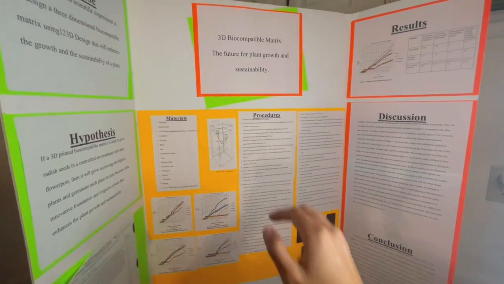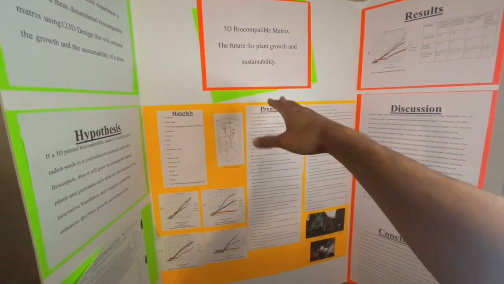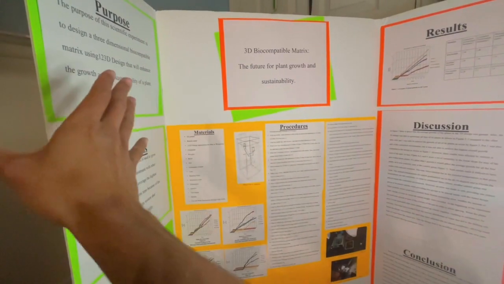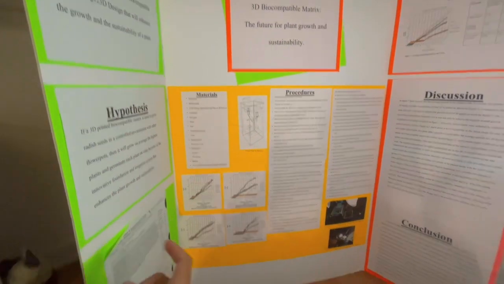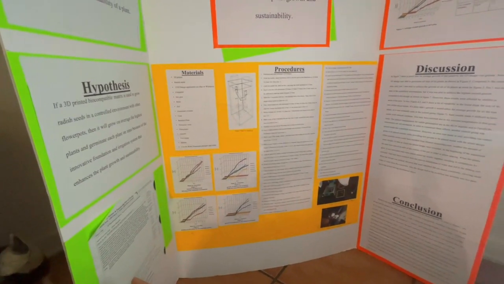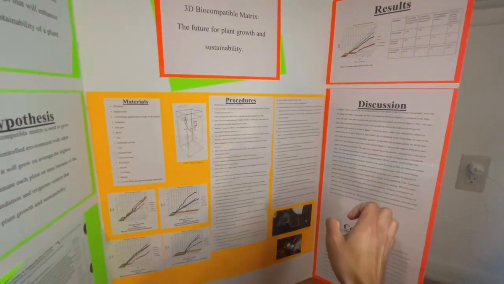Alright, so to begin, you have your title. Your title is supposed to be clear. It has to explain what you did and what impact you think your project will have, followed by, in the upper left-hand corner, your purpose and hypothesis. I have my abstract down here, which was required by my science fair to be in this specific location, then materials, procedures, results, discussion, and conclusion.